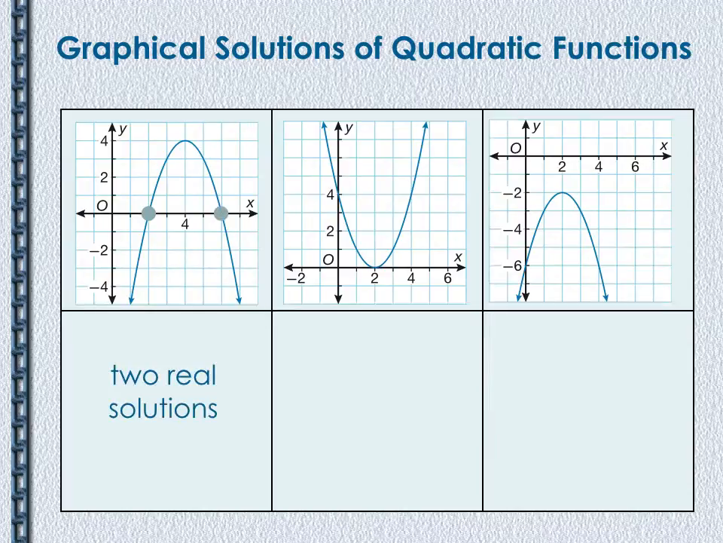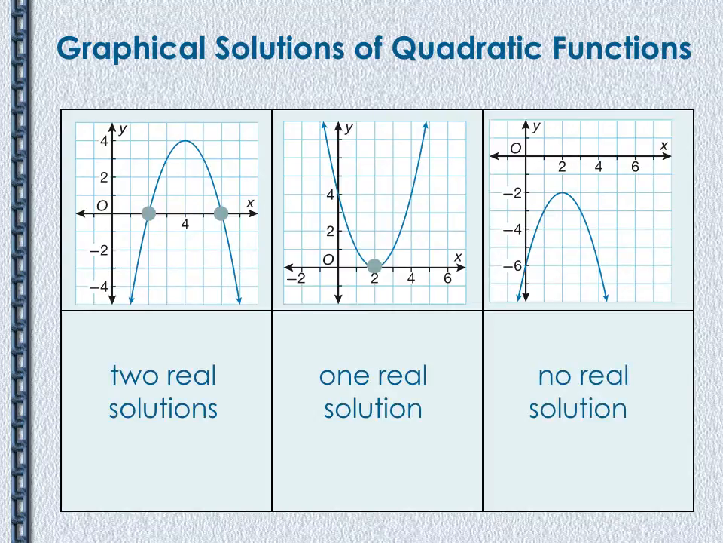This first function has two real solutions. The solutions are 6 and 2. This quadratic function has one real solution, namely x equals 2. And this quadratic function has no real solutions. There is no place where this curve crosses the x-axis.